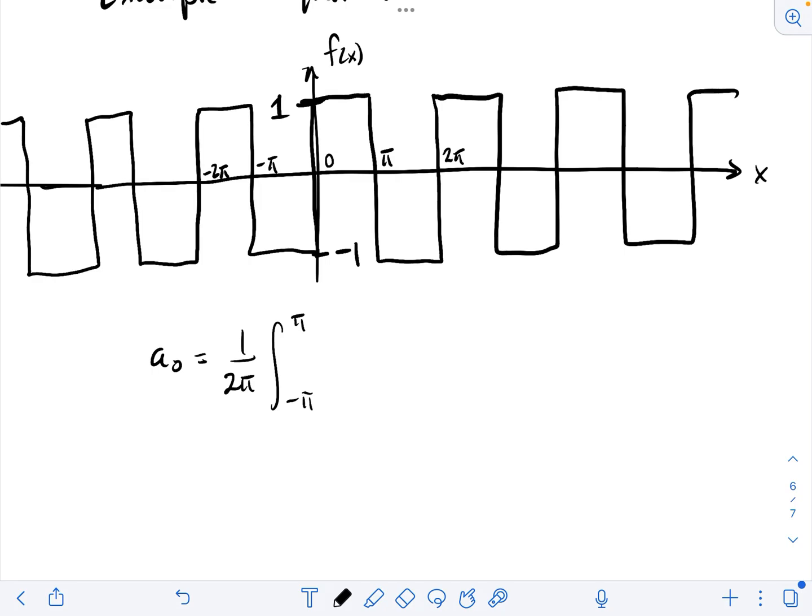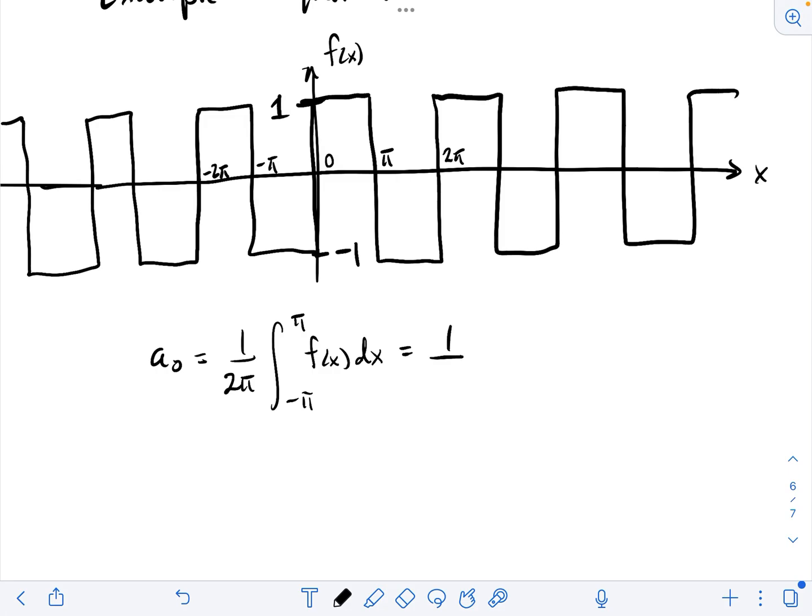And we have an example where this is actually pretty straightforward to do. On minus pi to 0, our function is equal to -1. And on 0 to pi, our function is equal to +1. And so that means all we need to do is separate our integral into two parts. I guess it's a piecewise smooth integral.